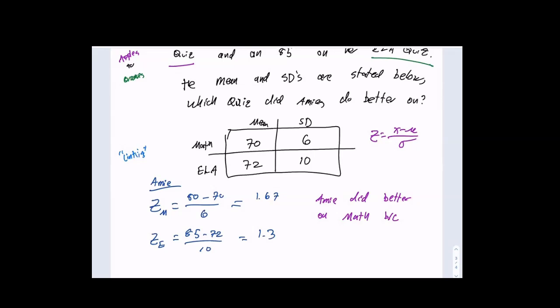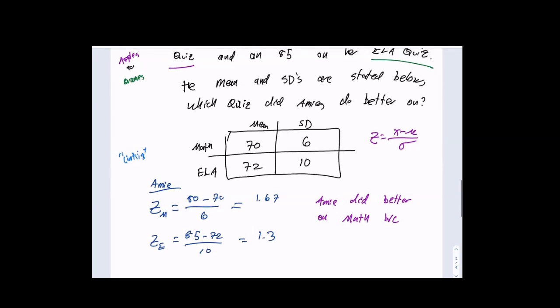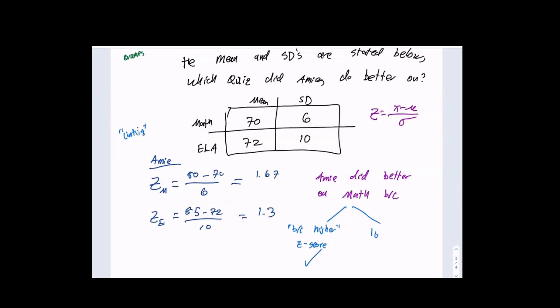Now there's multiple ways to write this. Because she had a higher z-score or a greater z-score than him. So that's one answer. Because higher z-score. Perfect. That would give you full credit. Another way you can say it is because 1.67 is greater than 1.3.